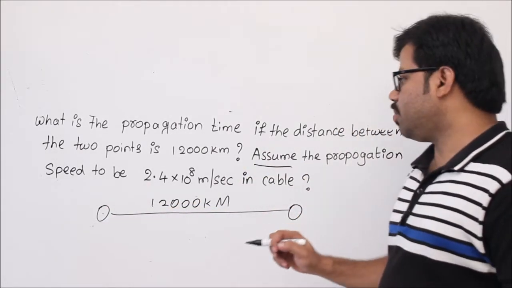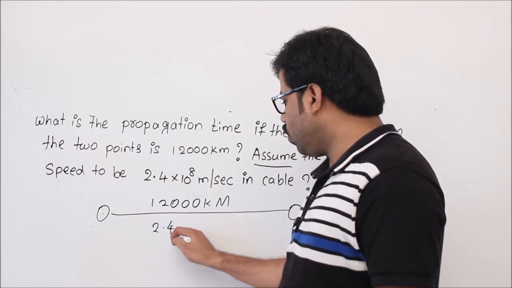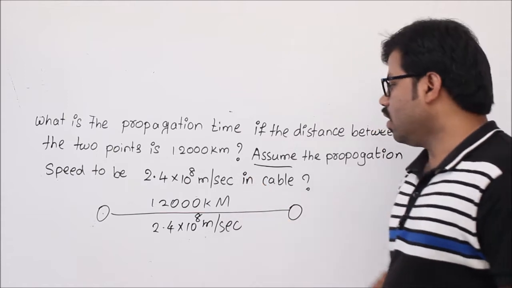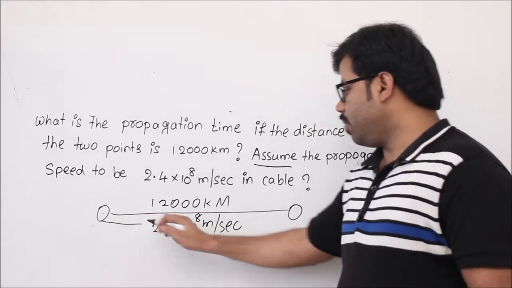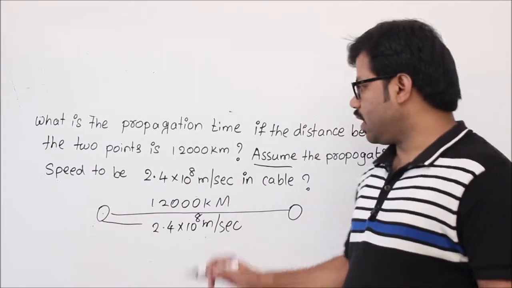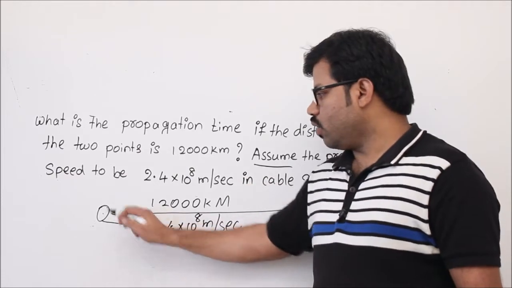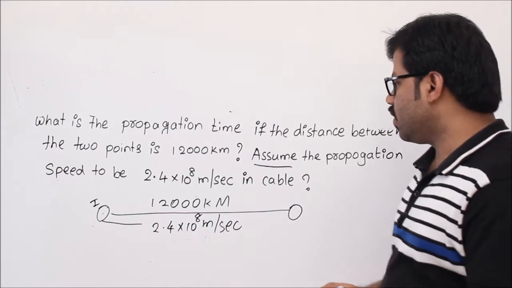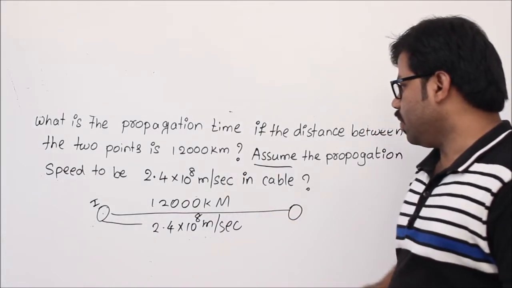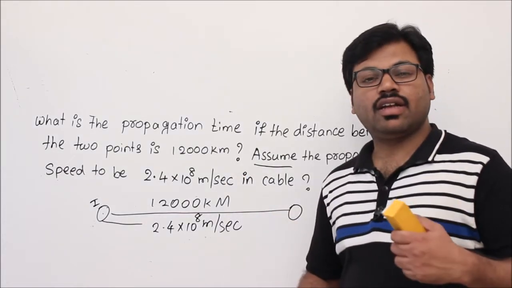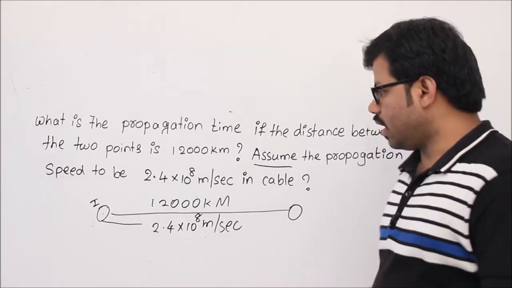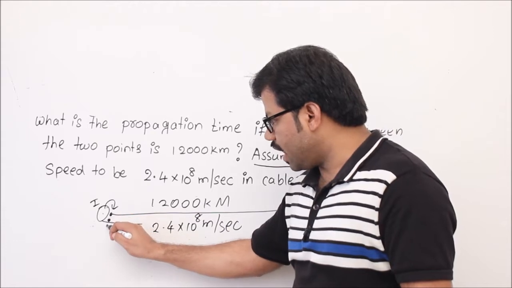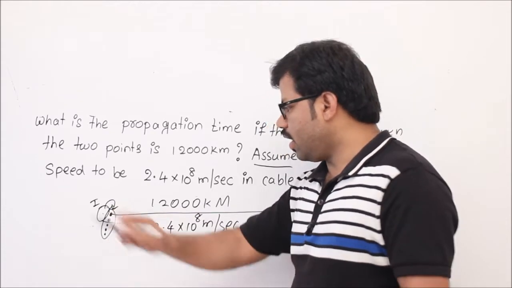Assume the propagation speed to be 2.4 into 10 to the power of 8 meters per second in cable. So there is a cable between, that means it's not a satellite because he said it's a cable. Maybe from India to America, you are sending the signals. The question is, what is the propagation time? Now propagation time does not depend on the size of the message, correct?